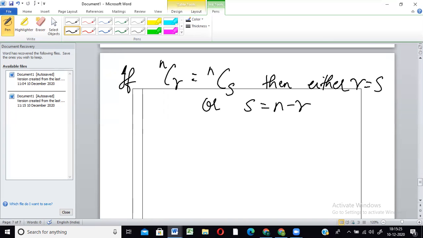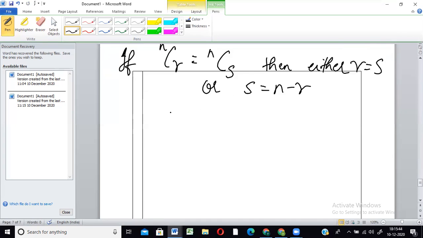So if these two ways are equal, it means the objects selected in both cases are the same, that is, R will be equal to S. If R is not equal to S, then S will be equal to N minus R, the remaining objects: the total minus the R objects that are already selected. As I said, this is not a very big property; we already know these formulas.